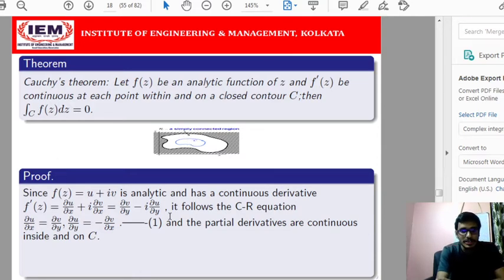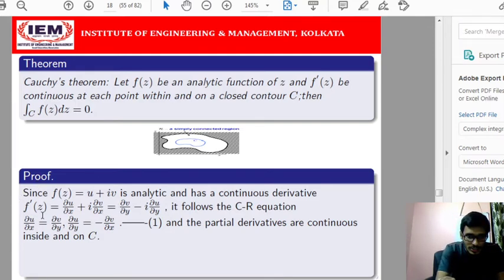So f(z) equals u plus iv. So f'(z), if we represent in terms of the partial derivative with respect to x, can be represented as del u del x plus i del v del x. If I use the Cauchy-Riemann equations, that is del u del x equals del v del y and del u del y equals minus del v del x, then in terms of the partial derivatives with respect to y, del u del x can be represented by del v del y, and del v del x can be substituted by minus del u del y. So this will be this.